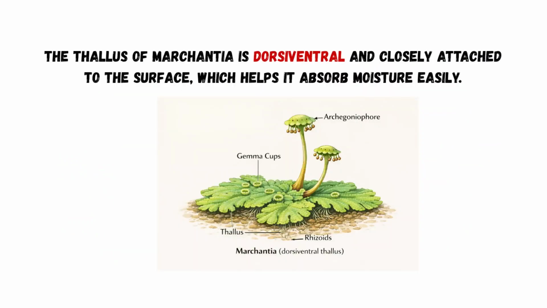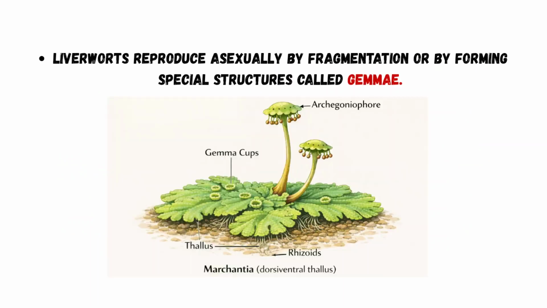The thallus of Marchantia is dorsiventral and closely attached to the surface, which helps in absorbing moisture easily. And what do you mean by dorsiventral? Dorsiventral means having two different surfaces, a distinct upper side and lower side. In simple words, one side is different from the other side.